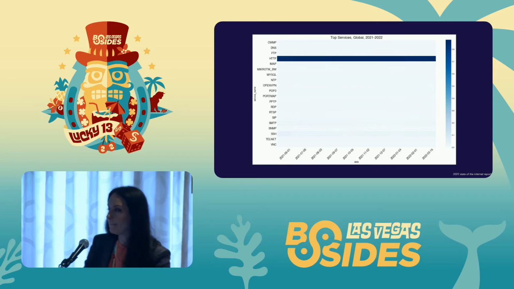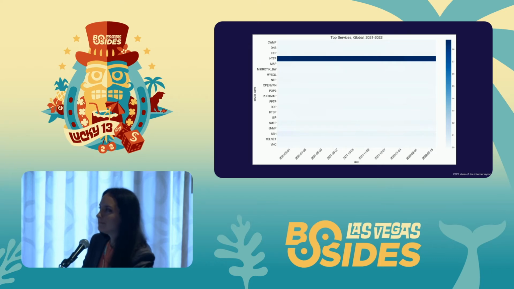So here's what we get. And I'd like to direct your attention to the fact that this is not actually a bar chart. This is a time series heat map. So as you can see, HTTP is really, really dominant. In fact, it's 81% of the services that we see on the internet, or did during this time period.